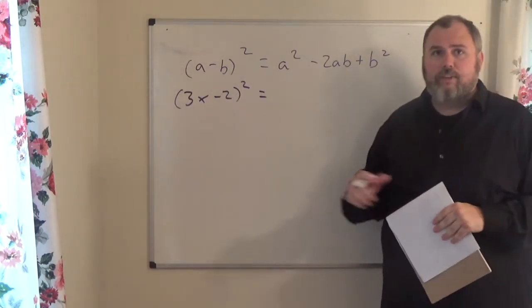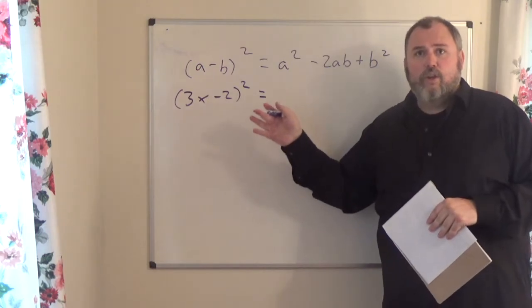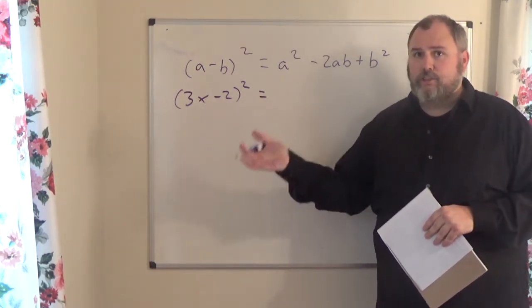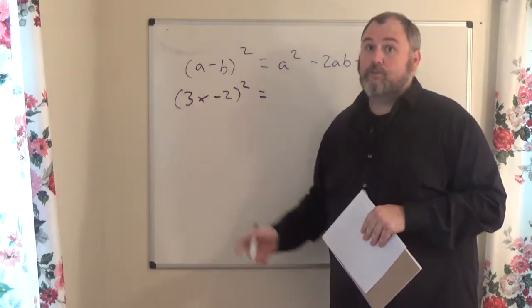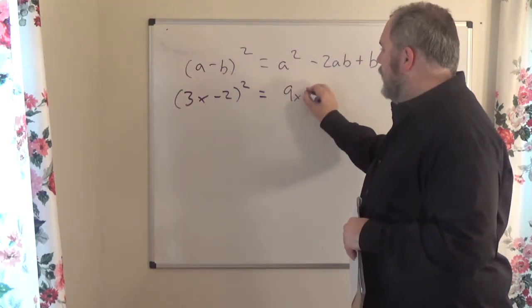Alright, let's try one more. Let's try this one now. This one says 3x minus 2 squared. So, does anything change? No. We're going to take the first term, which is 3x, and square it, and we get 9x squared.